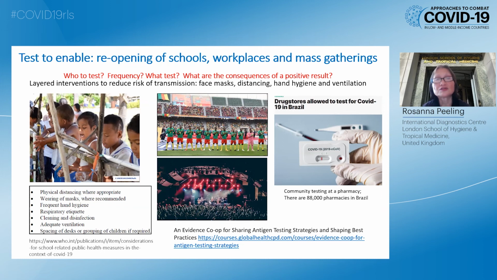And many countries decided to introduce layered interventions to reduce the risk of transmission with the use of face masks, distancing, hand hygiene, and ventilation if it's an indoor event. All these are being tried in different combinations depending on the positivity rate and the risk of transmission.